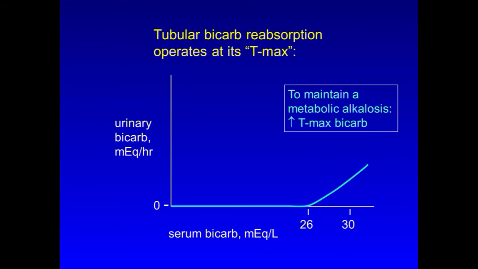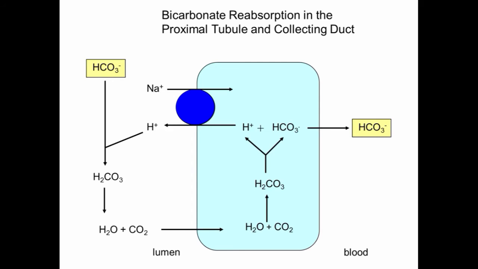So once an alkalosis has been generated and serum bicarb has increased, remember that in order to maintain the alkalosis, the Tmax for bicarbonate, reflecting the tubule's ability to reabsorb it, has to be increased above normal. And what causes that to happen? It happens when the process of tubular hydrogen ion secretion is accelerated, which in turn can happen when sodium reabsorption is increased and the activity of the sodium hydrogen ion antiporter is increased.